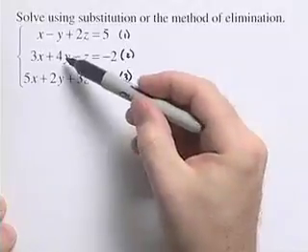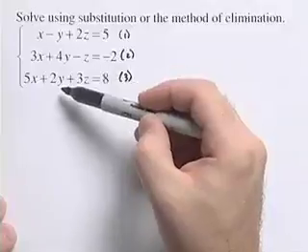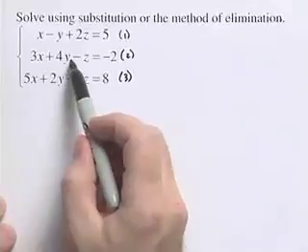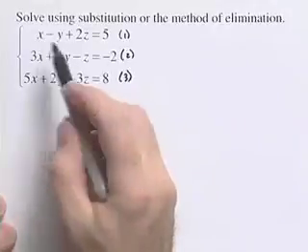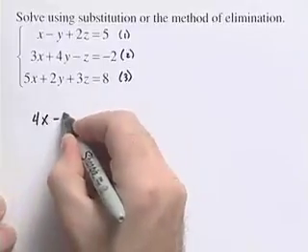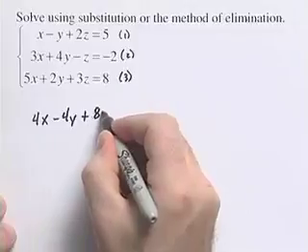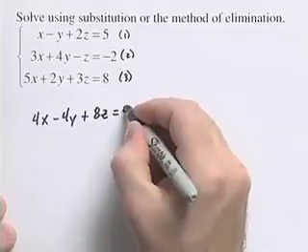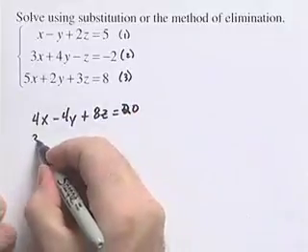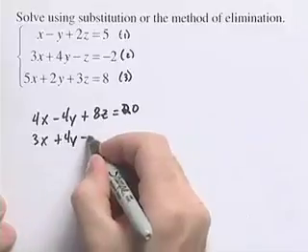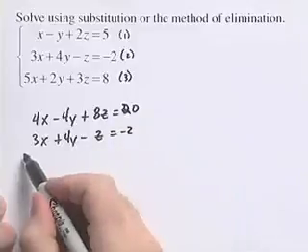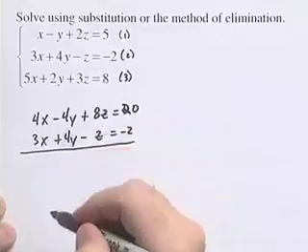First thing we want to do is eliminate the variable y from the second and third equations. We're going to use our first equation to do that. To eliminate the variable y from the second equation, we're going to first multiply equation 1 by 4. So we'll have 4x minus 4y plus 8z equals 20. We're going to rewrite our second equation here, 3x plus 4y minus z equals negative 2. Now to get rid of the y variable, we're going to add these two equations together.